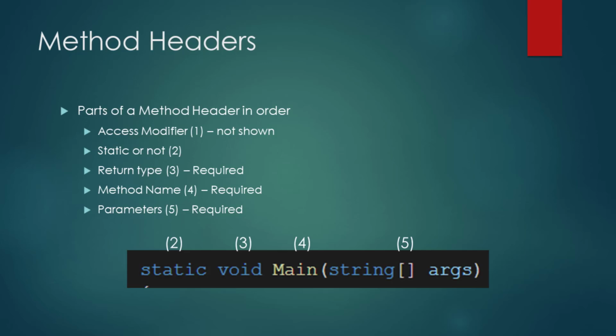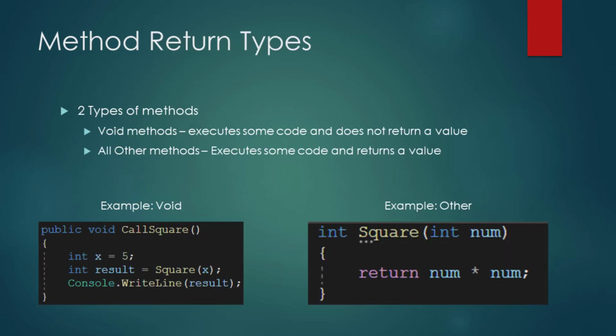Then we add parameters to the method inside the parentheses. Now, a method can have 0 or more parameters, but regardless of how many parameters the method has, the parentheses are always needed. Now, let's talk about the parts of the method header a bit more in depth. There are basically 2 kinds of methods: those that just do things, and those that do things and then return some value. Methods that just do something are called void type methods.